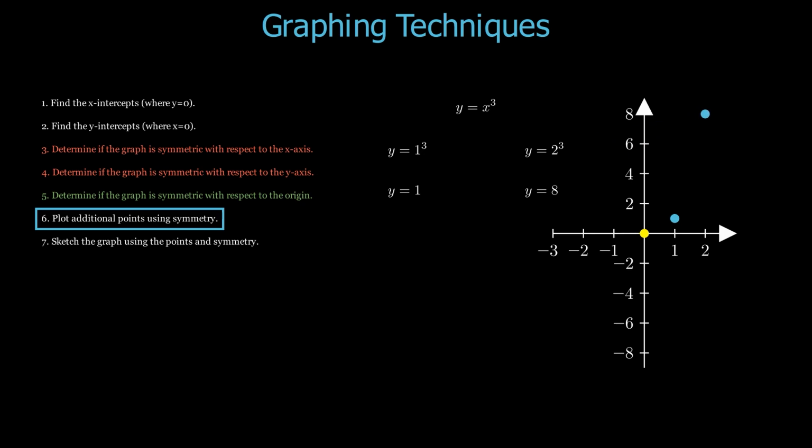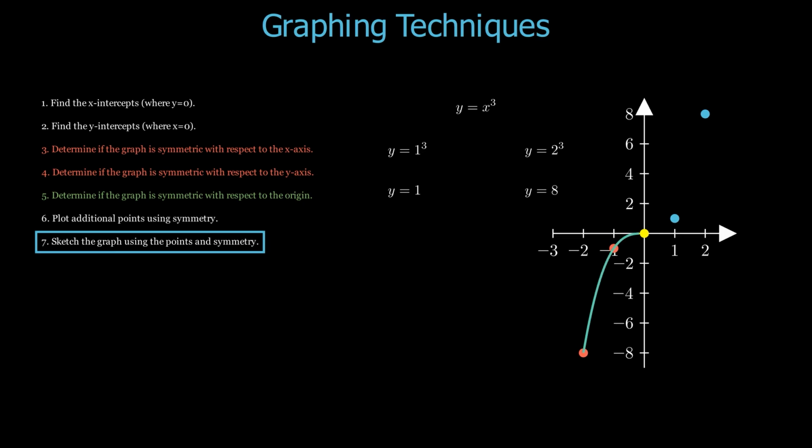Now, since we know that the graph is symmetric with respect to the origin, we can plot the points negative 1, negative 1 and negative 2, negative 8 on the graph without the need to solve for y. Finally, we can sketch the graph using the points we have plotted so far. Notice that we didn't have to solve for y for all the x values to plot the graph. We were able to efficiently graph the equation by following the concepts of intercepts and symmetry.